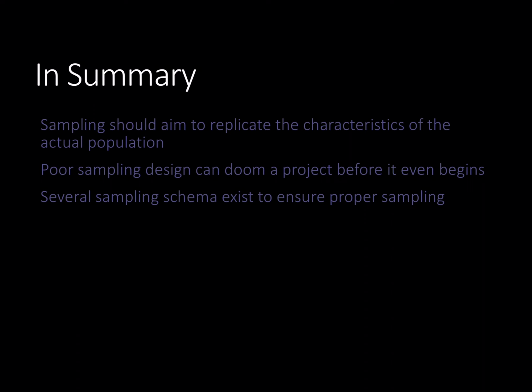So in summary, the goal with sampling is so that you sample in such a way that your sample statistic, so the mean or median of your sample, is representative of what the population parameter is, so the mean or average of the population. If you don't take sampling into account, you can doom your project before it even starts. So this is very important.